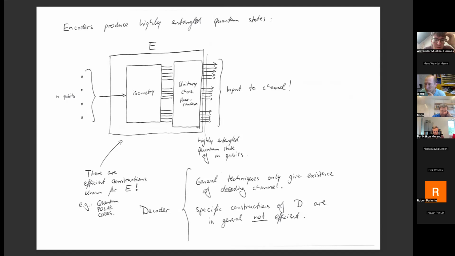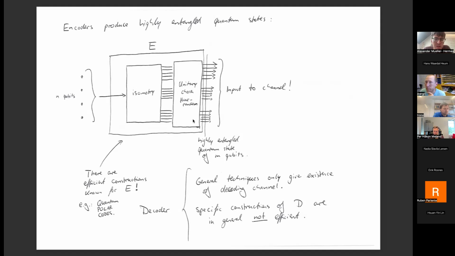There are efficient constructions known for these encoding maps, but so far there are no efficient constructions known for the decoder. So particularly the decoding is somehow difficult for quantum, which is an ongoing investigation in quantum channel theory. But let's put this under the rug. The only take home here is that these operations are pretty complicated.